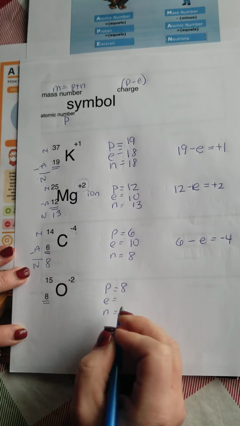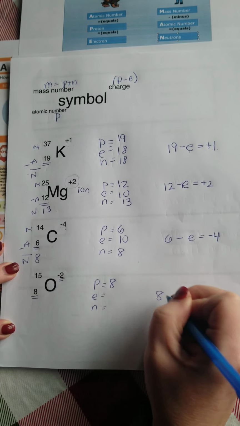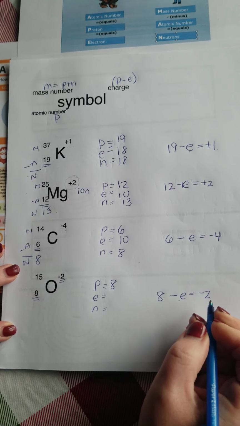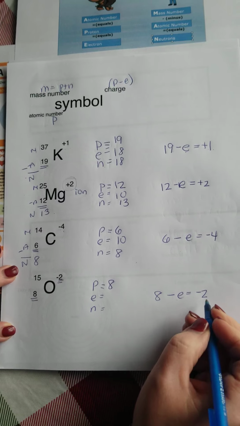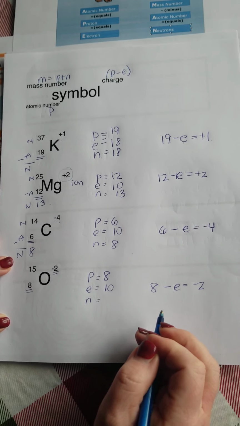Protons. Notice we always start there. Okay, not neutral. Protons minus the electrons equals negative 2. So negative means it's gained. How many? 2. That's 10. 8 minus 10 is negative 2.